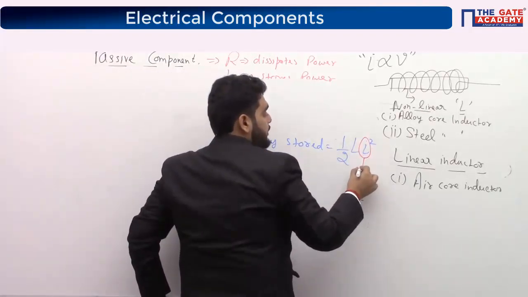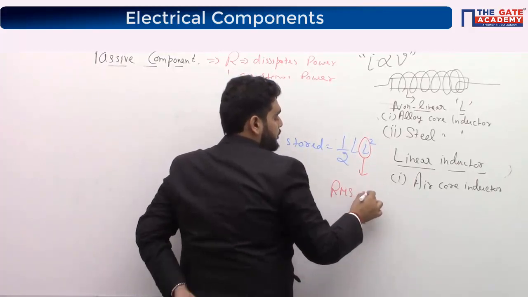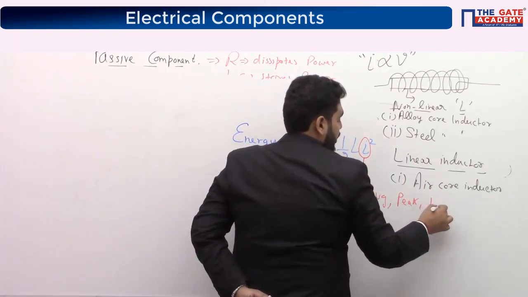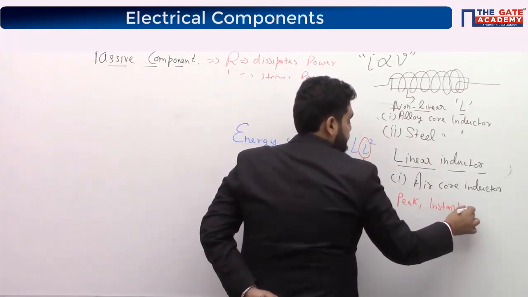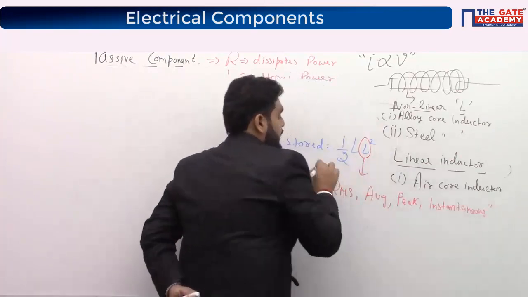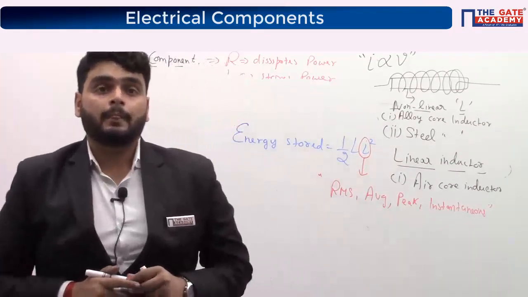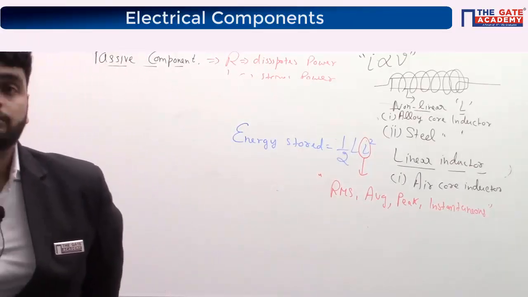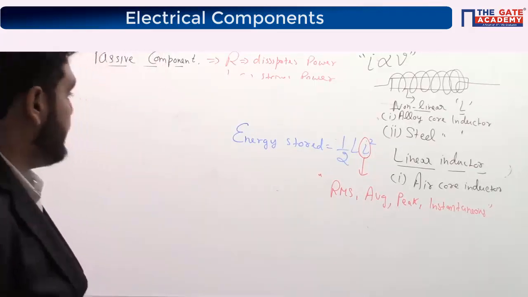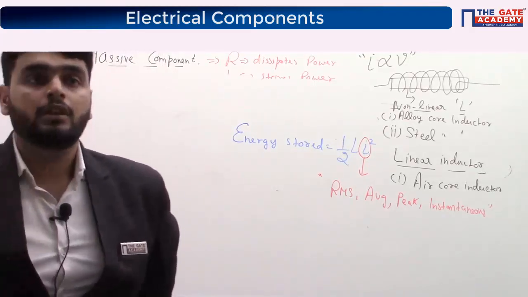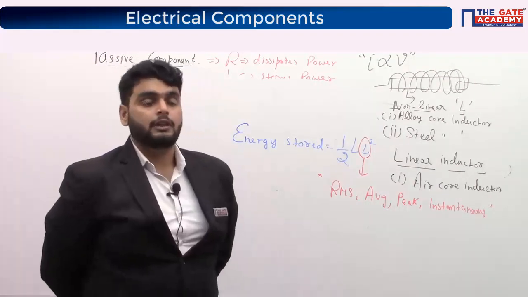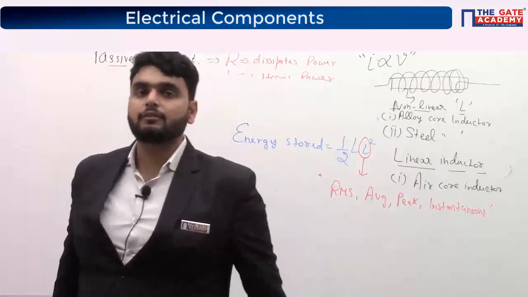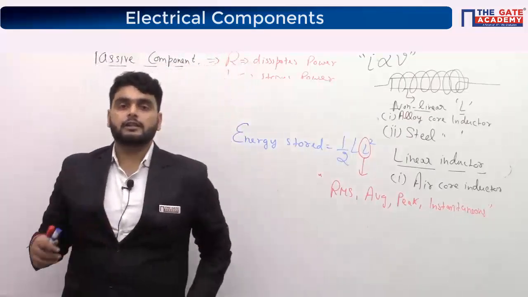Now tell me one thing. What does this I represent? Is it the RMS value, average value, peak value, or instantaneous value? Which value is this I? It is an important thing because in questions we will use this formula. We must know which current we will use. Give the answer. Don't wait for me. You will think about it and give the answer. Then you will see whether your thinking is correct or not.